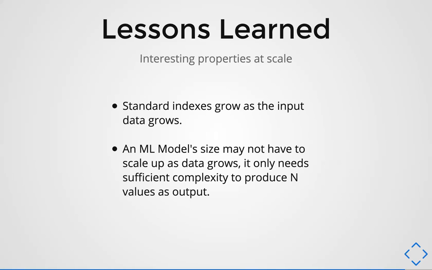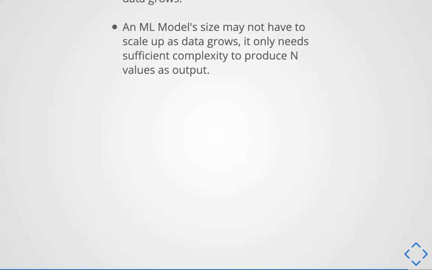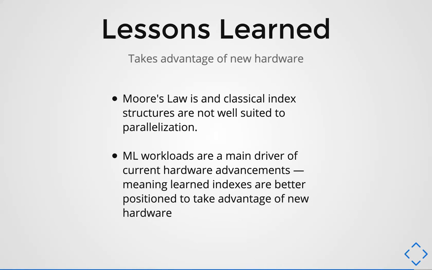But because machine learning models, and especially fully connected neural nets, have an enormous amount of complexity just built in, even in small models, it's not clear at all that they have to scale up that much in size as the data grows, because they already have enough complexity to produce a relatively precise value between 0 and 1, a relatively precise regression value. So as we start to index more and more and more data, machine learning models are a way to not scale up the size of our indexes as we continue to scale up the size of our data. Okay, and finally, this was a really interesting thing.